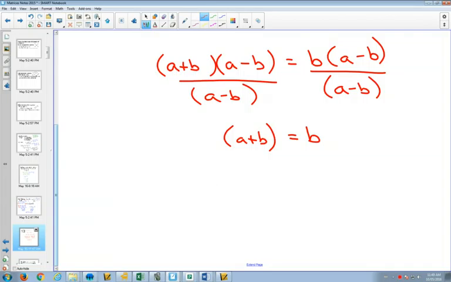Now what did we start with? A was equal to B, right? So we've been learning about substitution. Wherever there's an A, I can put a B. Wherever there's a B, I can put an A. So I'm going to substitute in here, instead of A, since they're equal, I'm going to write B. So I get B plus B equals B, which means that 2B is equal to B.